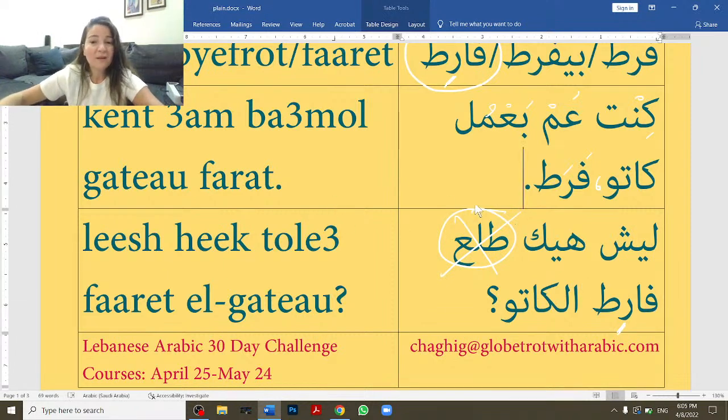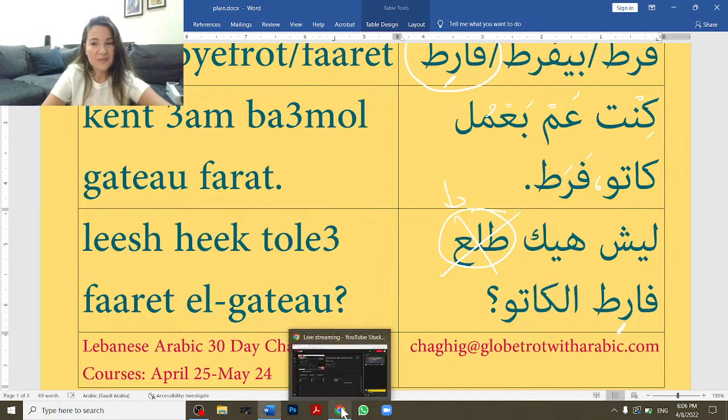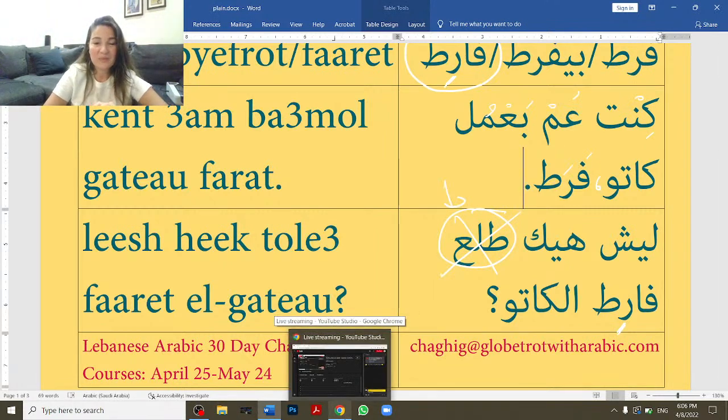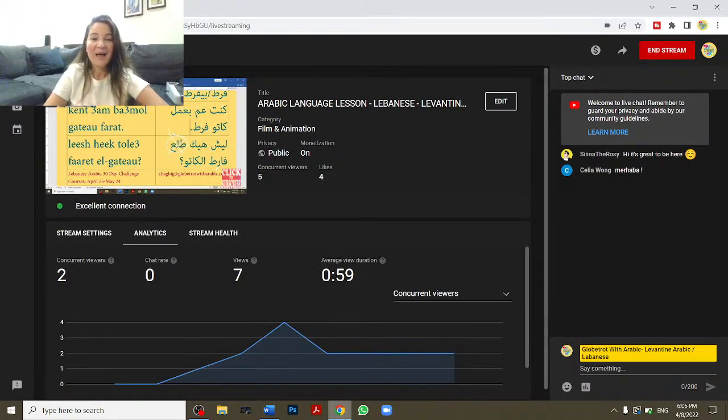Okay? Now, طلع usually in another context it means he went up or it went up. But when we're using it here, we mean to say it turned out to be. ليش هيك طلع فارت الجاتو? Why did the cake turn out to be like this? Like this يعني crumbled الجاتو. ليه فارت؟ ليه فارت الجاتو? Okay, so you understand the difference between farat in the past and farit in the participle. You have to be careful with the pronunciation, otherwise they might sound the same. Hi Celia. So farat in the past.